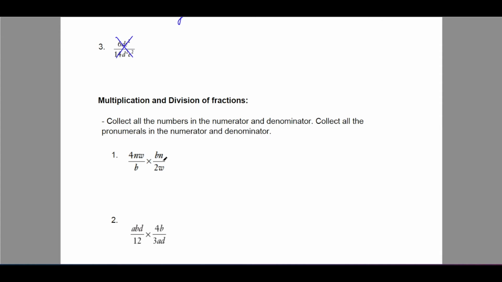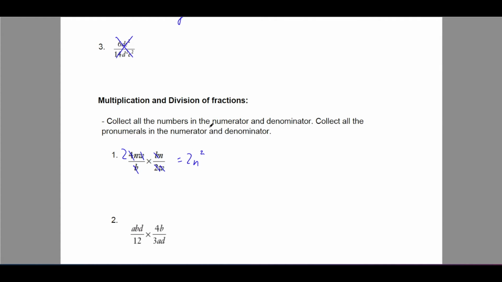If you have a fraction times a fraction, you're allowed to simplify on the way. So if you have a b at the bottom and a b at the top, you can just cancel them out. Here you have a w at the top, a w at the bottom, cancel them out. A 4 at the top and a 2 at the bottom, you can just divide top and bottom by 2. Divide this by 2, you get 1. Divide this by 2, you get 2. So what you're left with is 2n times n, which gives you 2n squared. So that's the way that I like to do it.